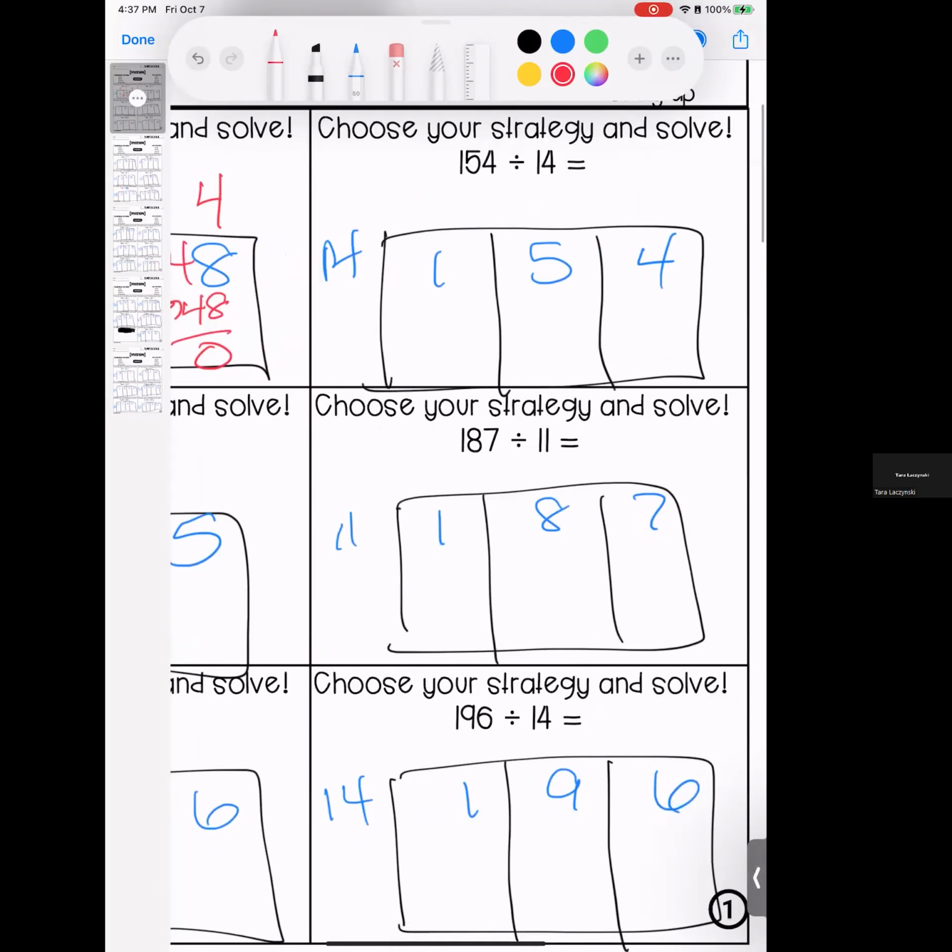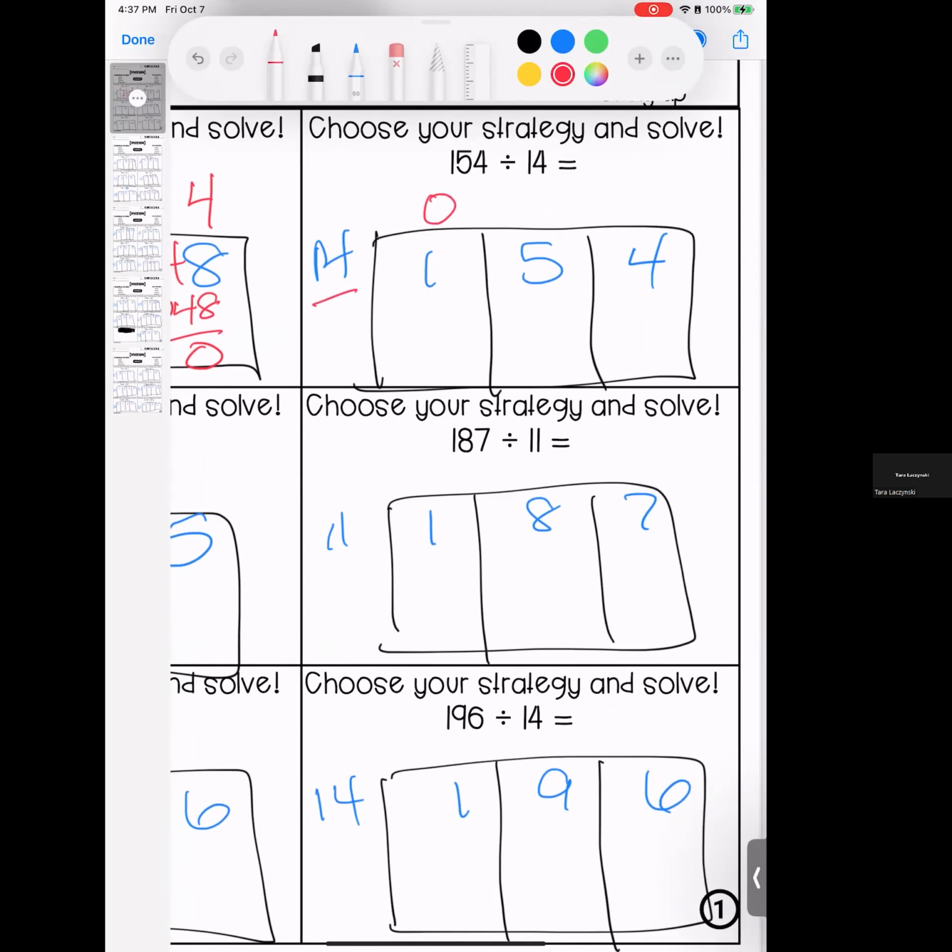Sliding right along, 14 does not go into 1. I show it with a 0. 0 times 14 is 0. 1 take away 0 is 1. Slide it next door. 14 goes into 15 one time. 1 times 14 is 14. 15 take away 14 is 1. Bring it up. 14 goes into 14 one time with no remainder.